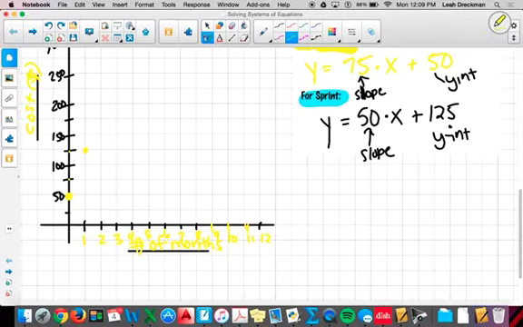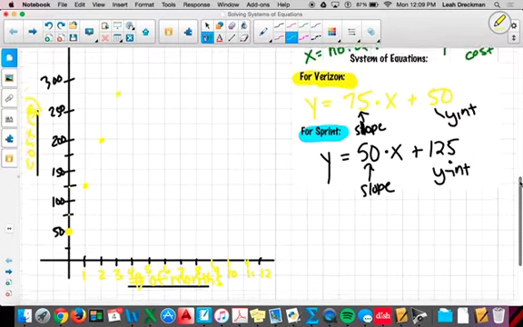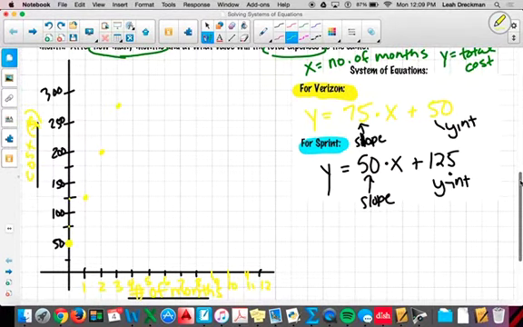Okay, so here, back to the graph. We have a y-intercept of 50, we have a slope of 75, and I like to repeat this process several times. As you learned the other day, the more points you can get on here, the more accurate this graph is going to be. So I think that's about as many as I can fit on this graph paper.